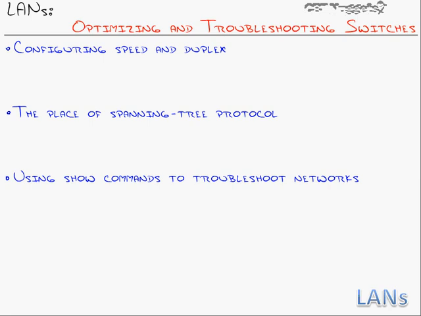We're going to start off by looking at the most common problem in switch networks, and that is the speed and duplex. We'll then identify the place of the spanning tree protocol. Now, this series does not get into spanning tree in depth. That's the part of the next series that prepares you for the CCNA exam. In here, I just want you to understand what spanning tree does. The last piece we'll look at is using show commands to troubleshoot networks and sitting on our switched environments when somebody's complaining of a problem, where to even begin with our show commands.